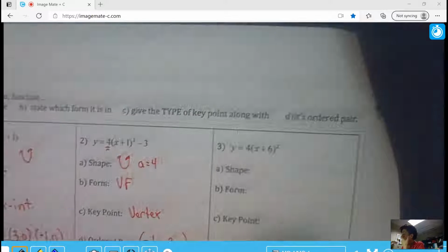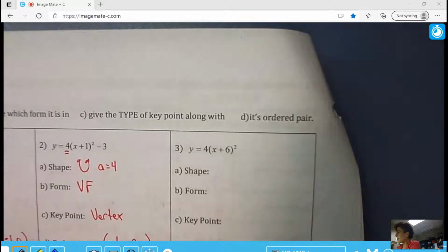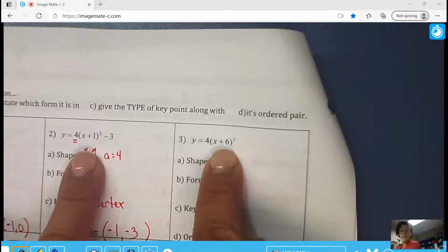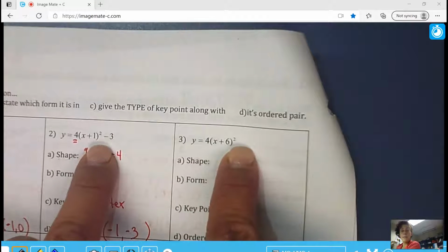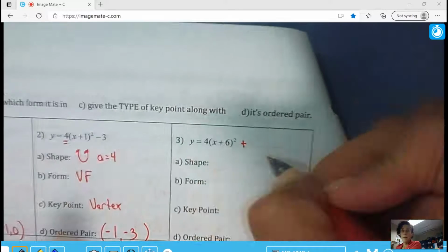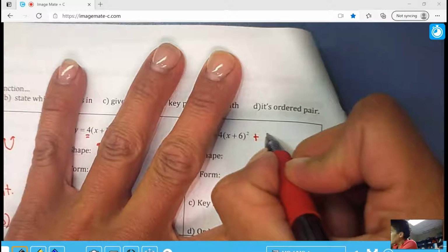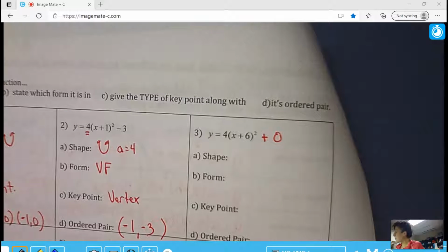And then the last one, this is also in vertex form, so I'm actually not going to do this with you, but I want you to see how this is the same. The only thing that it's missing is the k at the end. So if I add or subtract anything, the invisible number that I can add that doesn't change anything is going to be 0. So that's a quick little thing there.